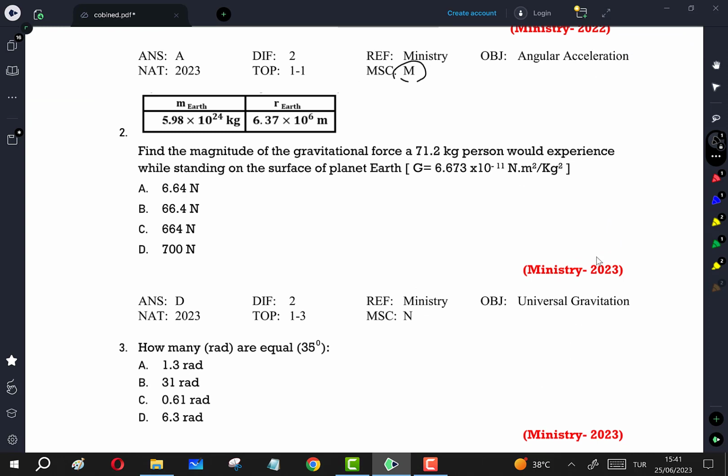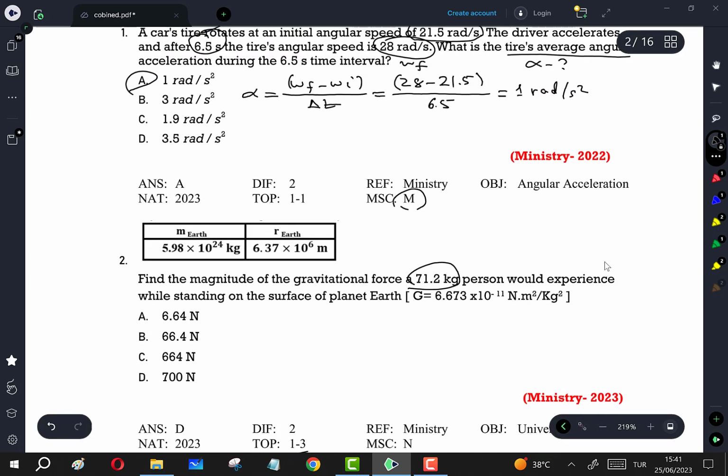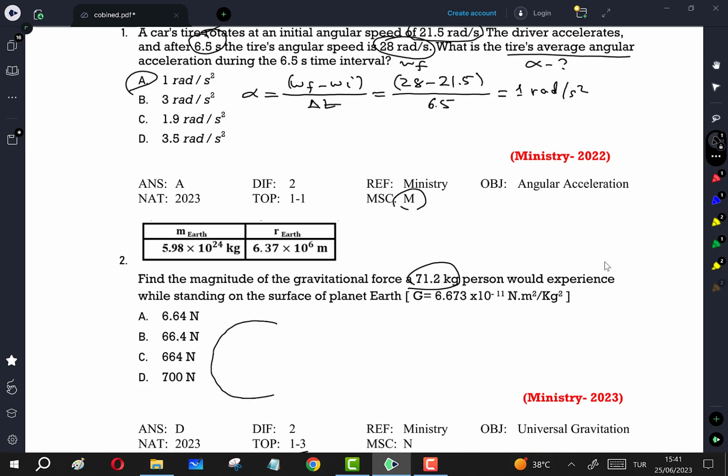Question number 2: we have a similar question in the book. This question was not asked before, it's the first time. The mass of the person was changed. This is a chapter 1, section 3 question. Find the magnitude of the gravitational force a 71.2 kilogram person would experience while standing on the surface of the planet Earth. If somebody stays on the surface of any planet, be it Earth or Mars or the Moon, wherever you are.